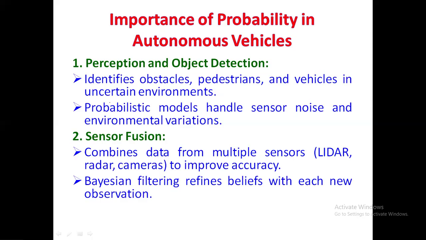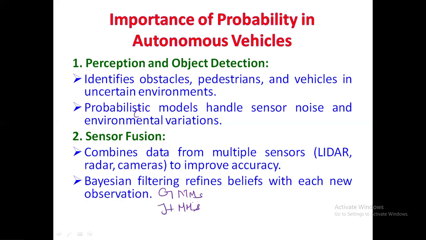Probability models help the vehicle estimate the likelihood that a detected object is correctly identified and assess its position, size, and movement. For instance, probabilistic techniques like Gaussian mixture models, which we'll discuss in detail in later slides, shortly represented as GMMs, and hidden Markov models, that is HMMs, are used to model uncertainties and enhance perception accuracy, ensuring safe and reliable operation.